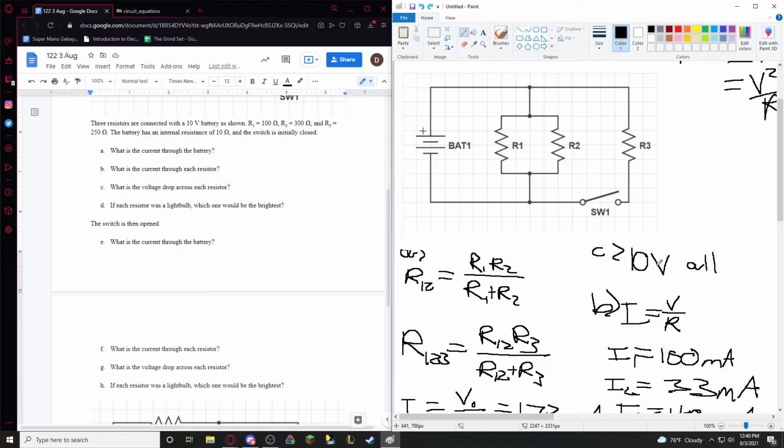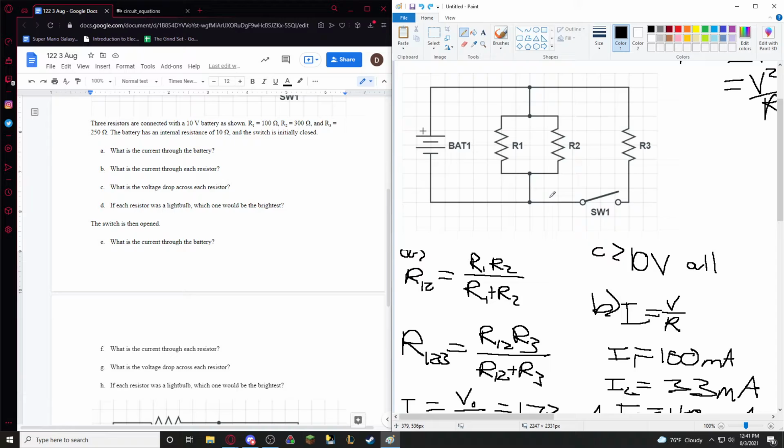So it's V over R. What's the voltage through each of these resistors when R3 is disconnected? It's still going to be exactly the same. It's the same voltage, the same resistance. So the current through each of these is the same. But the total current through the battery is going to decrease, because we disconnect this resistor, which means there's less current in the entire circuit. So less current through the battery.